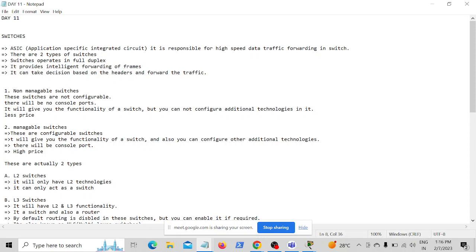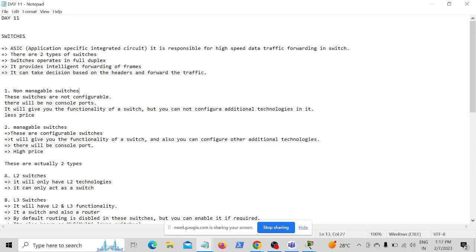So can anyone tell what frames are? We discussed yesterday, right? What is a frame? A frame is a layer 2 header plus packets. Layer 2 header plus packets, both of that information together is called a frame. Okay, so that is nothing but a frame.